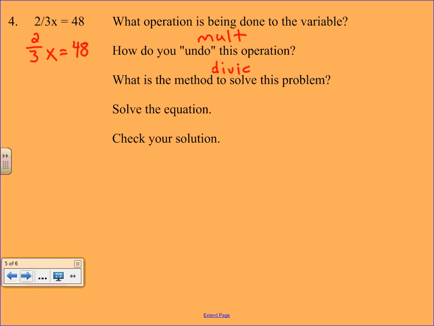Now we have an extra question here. It says, what is the method to solve this problem? When you divide by a fraction, you can still do the division bar here, so we can still do the fraction bar underneath the left-hand side and the right-hand side. You could still show that you're dividing by 2/3. But you may remember you can't actually divide by a fraction. So the method that we're going to use to solve this problem is to multiply by the reciprocal.